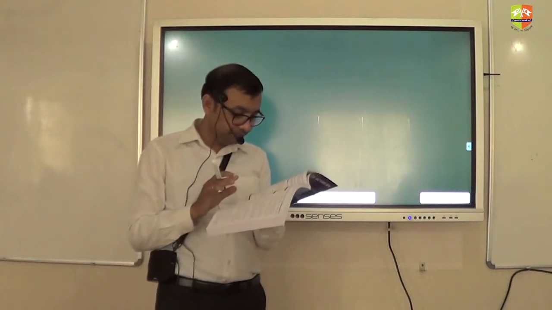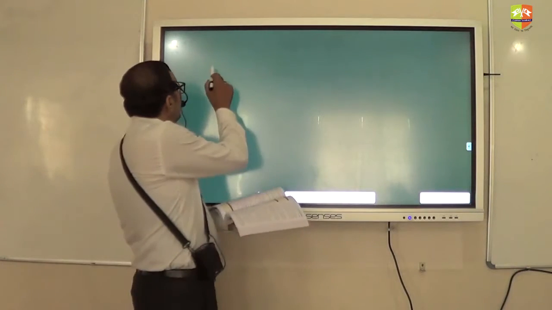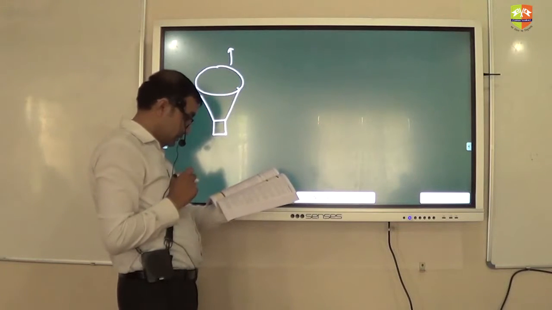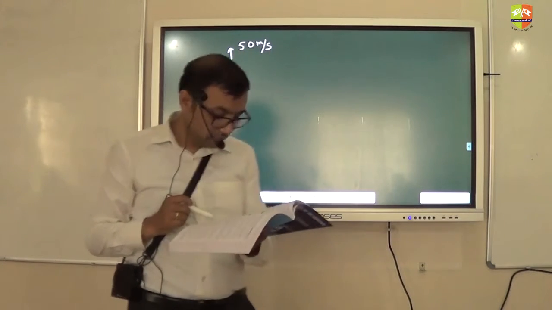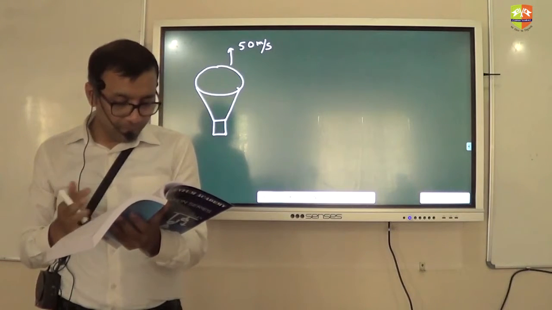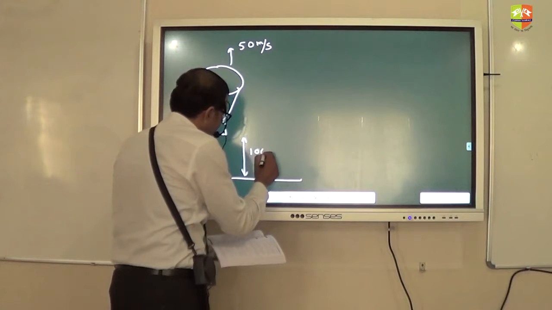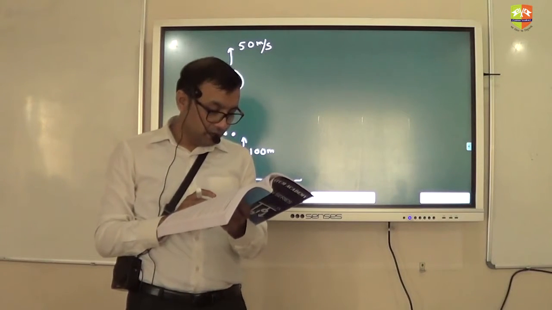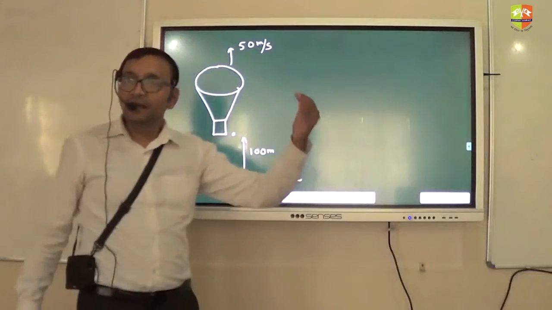A ball is dropped from a balloon rising up with velocity 50 meter per second. All of you pay attention here. There is this balloon that is moving up at 50 meter per second. The balloon was at a height of 100 meters when the ball is dropped. Find the time taken by the ball to reach the ground. You have to find the time at which the ball will reach the ground.